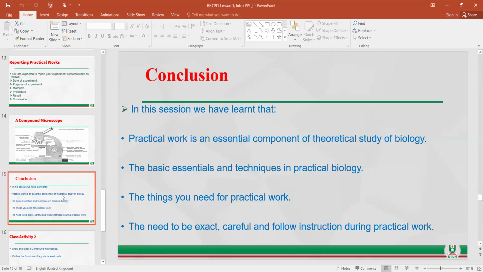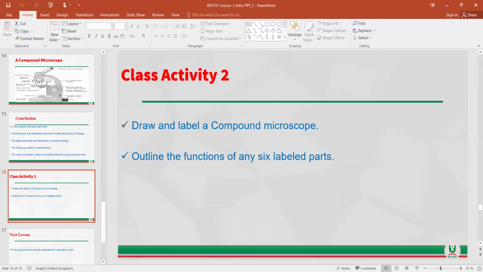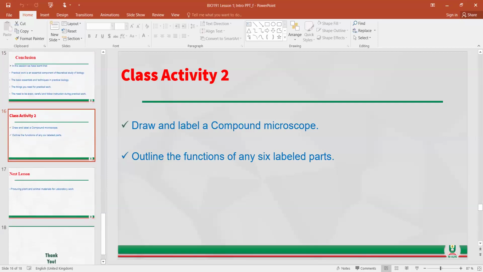In conclusion, in this session, we've learned that practical work is an essential component of the theoretical study of biology, the basic essentials and techniques in practical biology, the things you need for practical work, and the need to be exact, careful and follow instructions during practical work. Then attempt this activity in your spare time: draw and label a compound microscope, and outline the functions of its labeled parts.